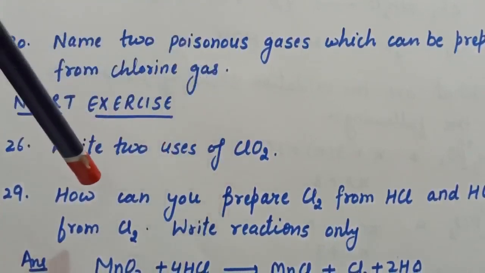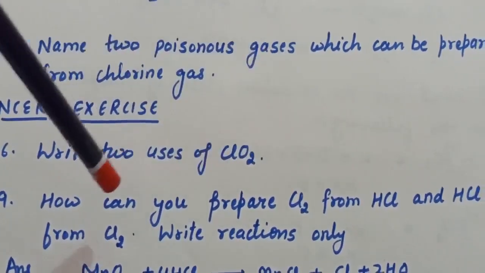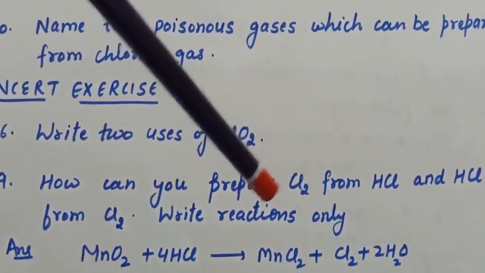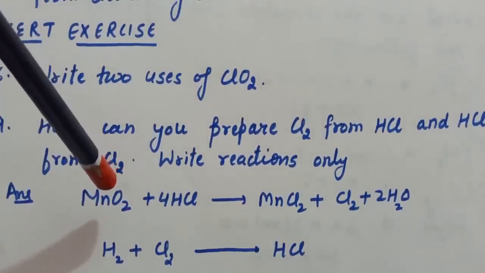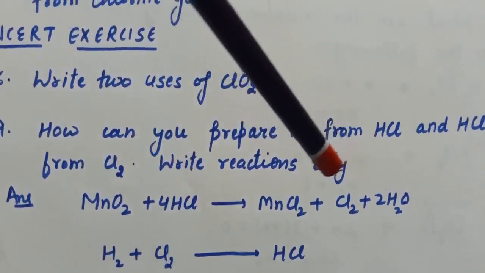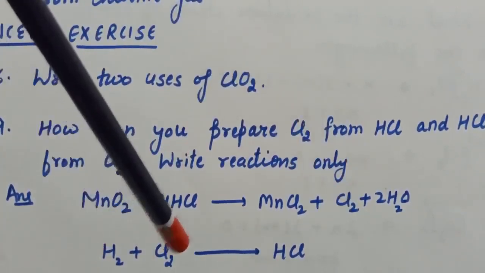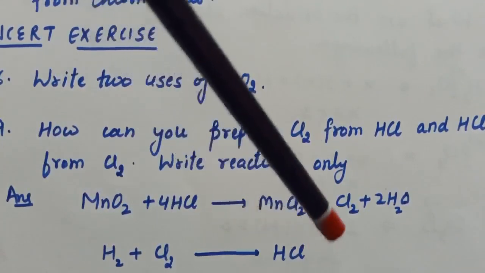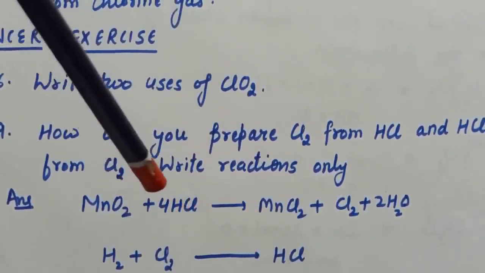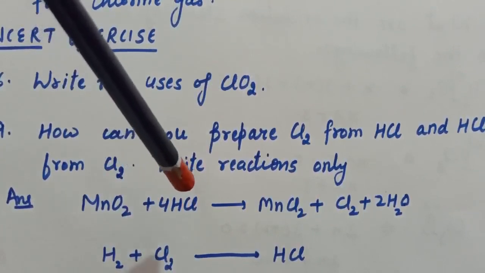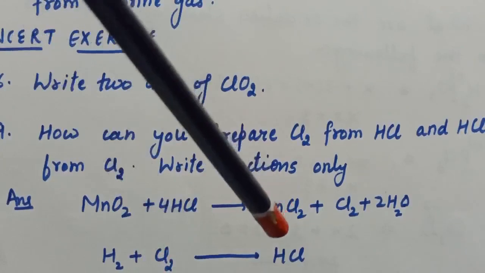Next question is, how can you prepare chlorine from HCl and HCl from chlorine? Write reactions only. So these are the reactions. First, manganese dioxide is treated with HCl, and here we get Cl2. When we treat H2 with Cl2 in the presence of sunlight, we get HCl. So these are the two preparations. That is, first, from HCl we get Cl2, and second, with the help of chlorine, HCl is obtained.